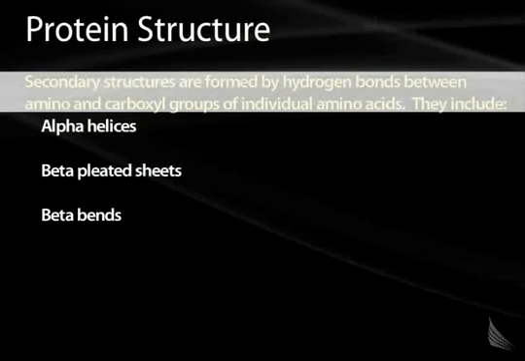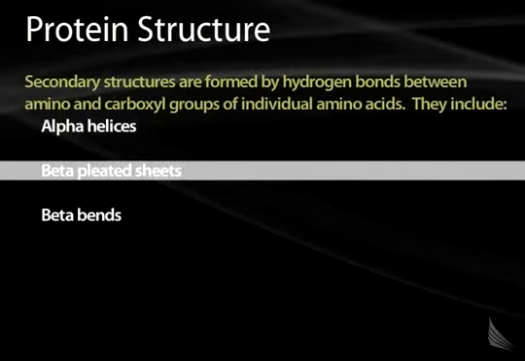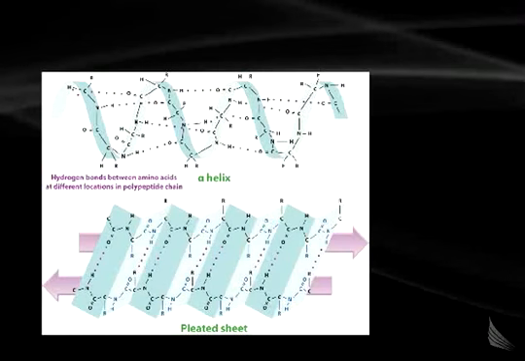The secondary structures are structures that are formed by hydrogen bonds between the amino and the carboxyl groups of individual amino acids. The interaction between these amino and carboxyl groups forms different structures that we call alpha helices or beta bends or beta pleated sheets. Examples of these are shown here. At the top you see an alpha helix, and you can see that there are hydrogen bonds between the amine groups of certain amino acids and the carboxyl groups of other amino acids. And this causes this peptide sequence to form a spiral or a helix that we call an alpha helix.